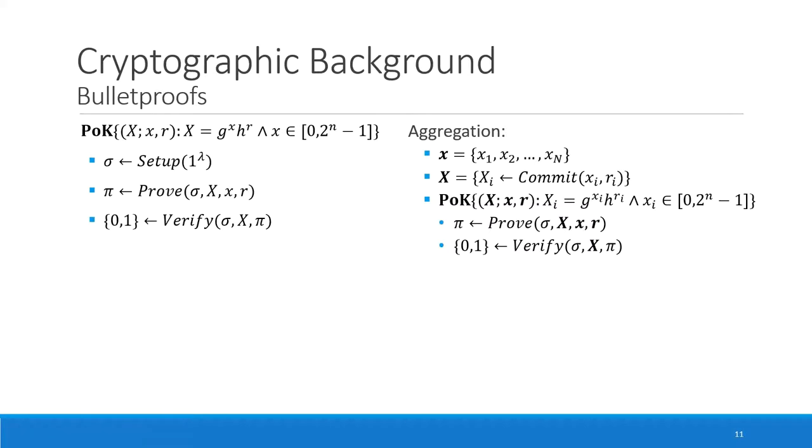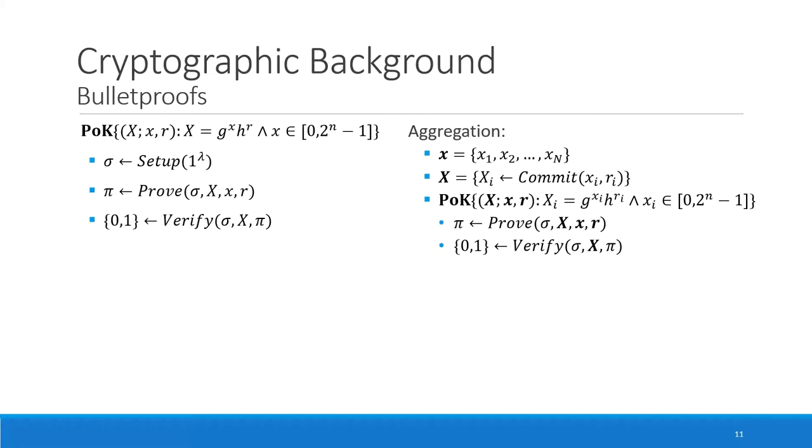And also we have two algorithms, prove, which takes the commitment and the opening values of this commitment, along with the public parameters to produce a proof. And we have a verify algorithm, which takes the public parameters, the commitment and the proof, and it will either accept or reject.